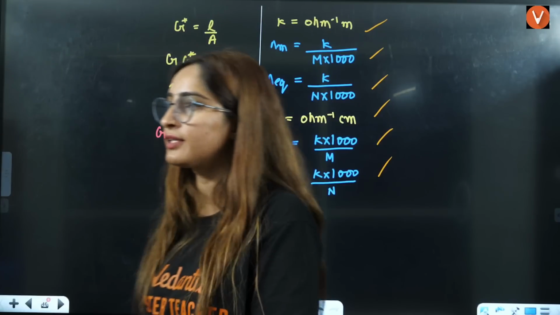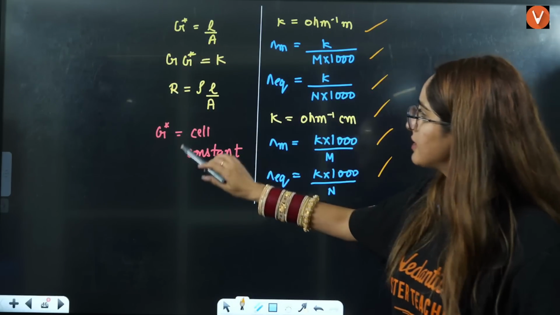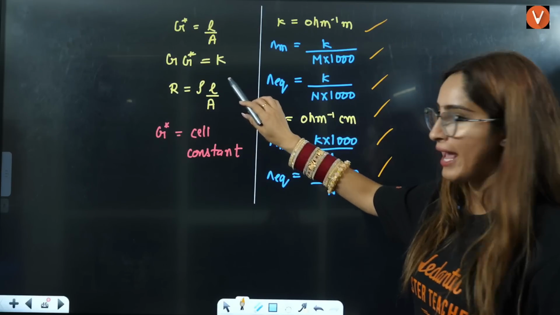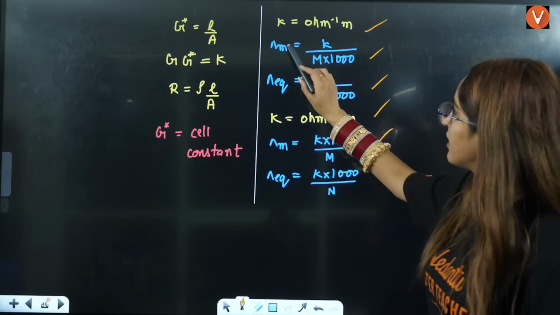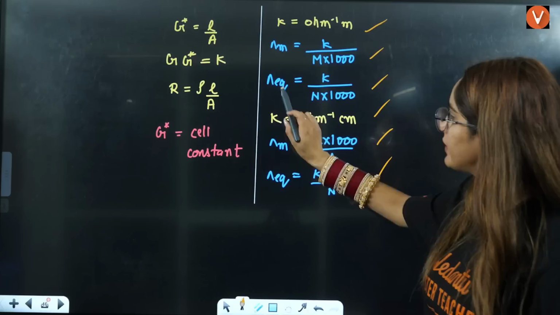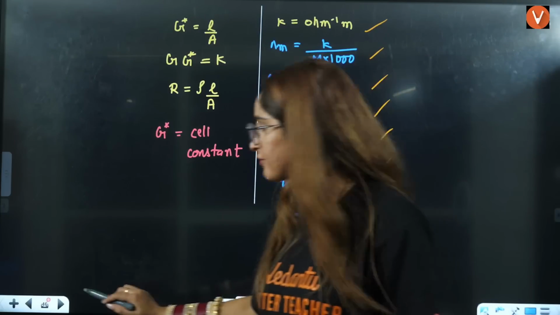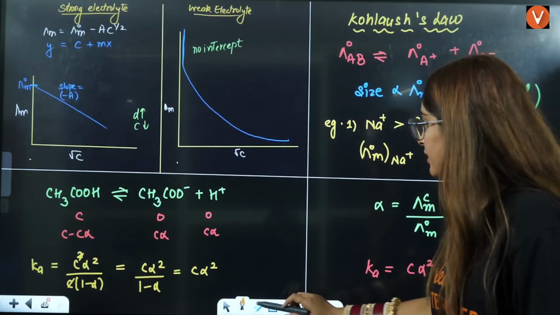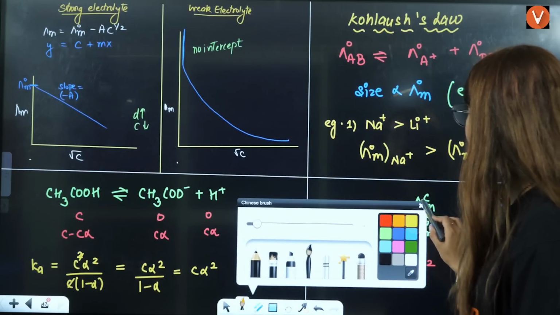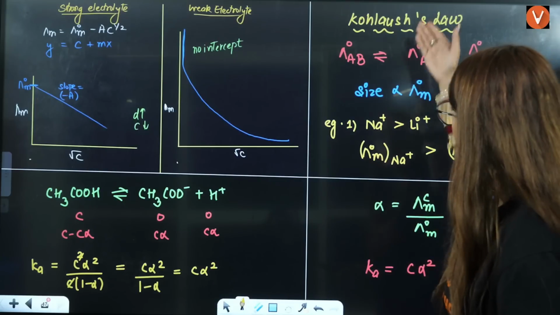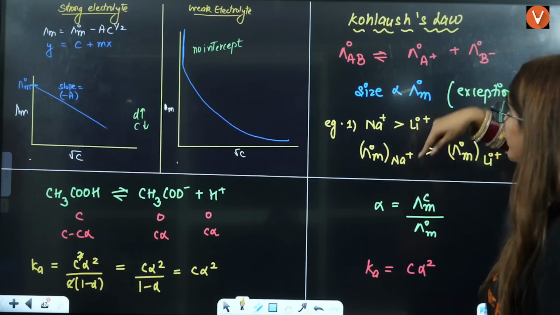Just now only we did the value of this R, rho, L, A, right? This molar conductivity, equivalent conductivity. This also we have done, just now also we did. So last one, Kohlrausch law, beta. This also I told you.